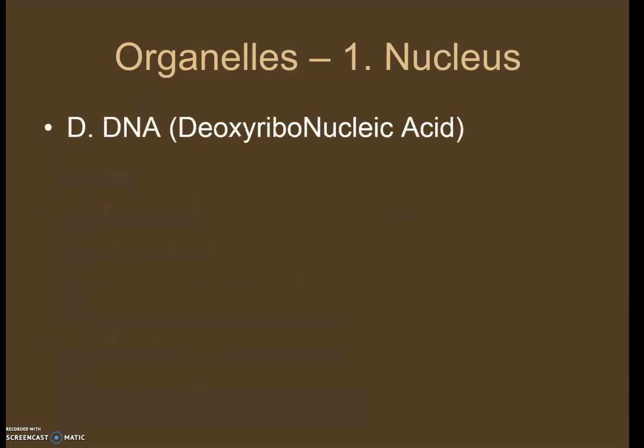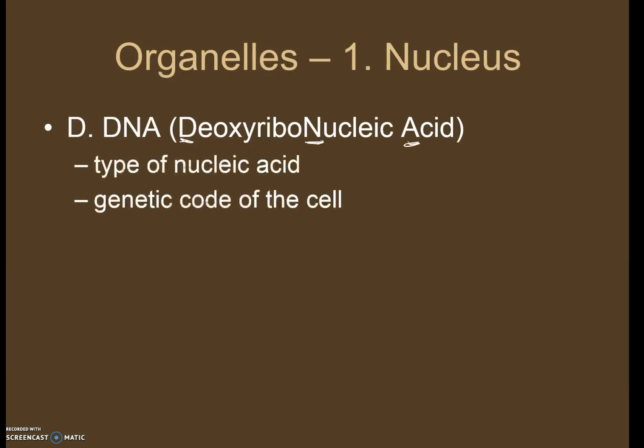DNA stands for deoxyribonucleic acid. And a nucleic acid is an organic compound that stores information in the cell in the form of a code. And you have two different types of codes. You have DNA and you have RNA.